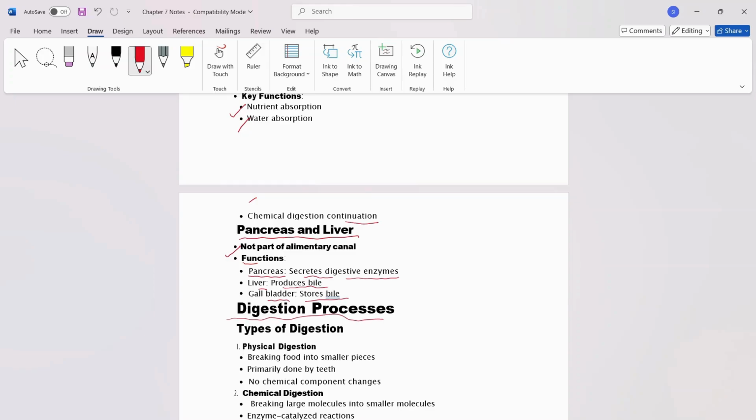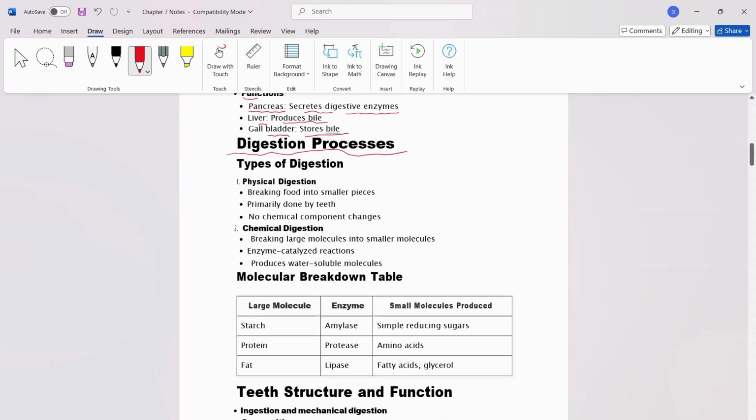Now let's talk about digestion processes. Types of digestion. Number 1 is physical digestion. Here we will talk about breaking food into smaller pieces. Primarily it is done by teeth and there are no chemical component changes here.